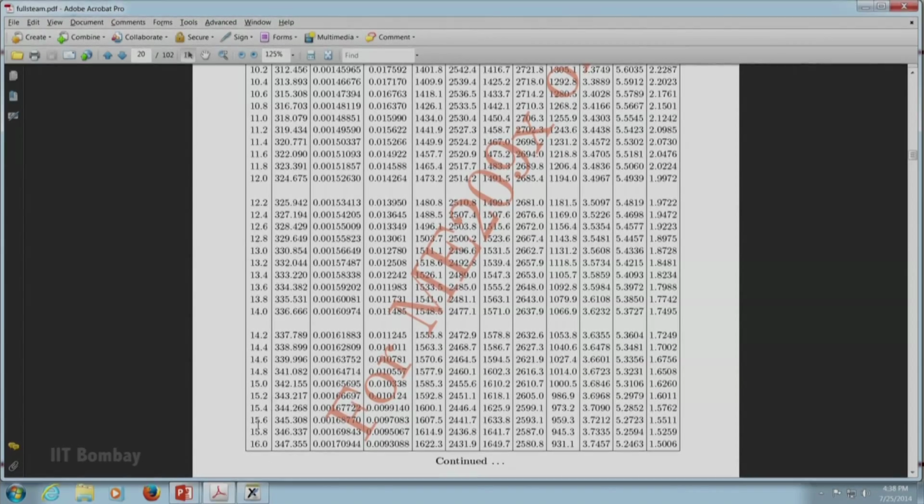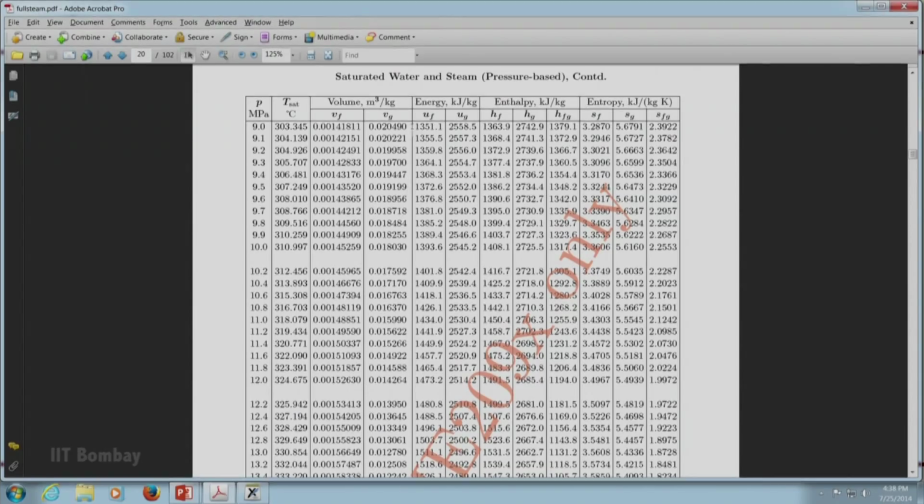Alright, here we are. So this is the 15 MPa point here, and corresponding to that you have these different values: Vf, Vg, Uf, Ug. Because we know that this is saturated vapor, we are going to take all the values related to Vg, Ug, Hg and Sg. So I will come back and write down those values.